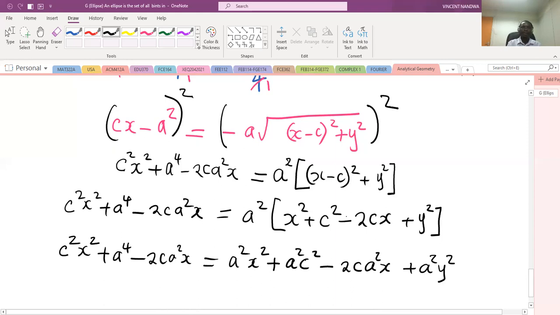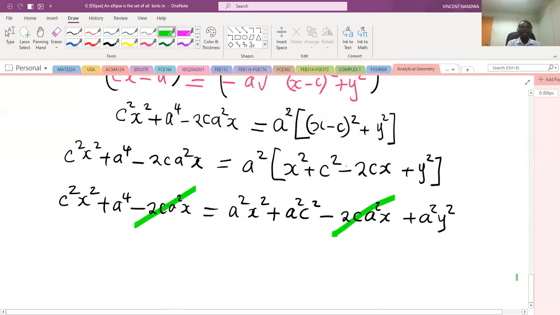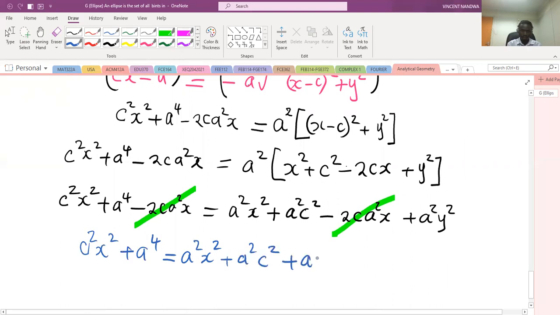And in this operation, you see that this term and this term are the same and have the same signs, so they cancel out. So that we have c squared x squared plus a power 4 equals a squared x squared plus a squared c squared plus a squared y squared.